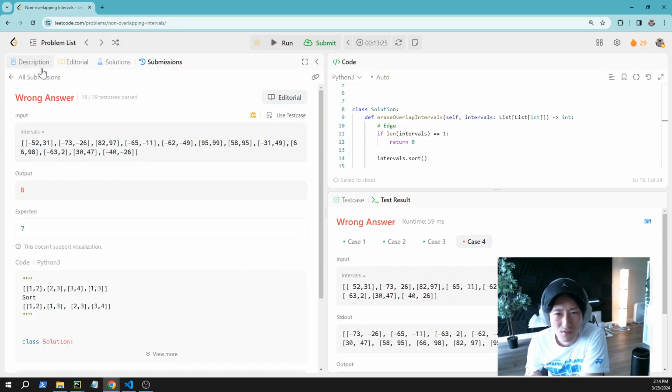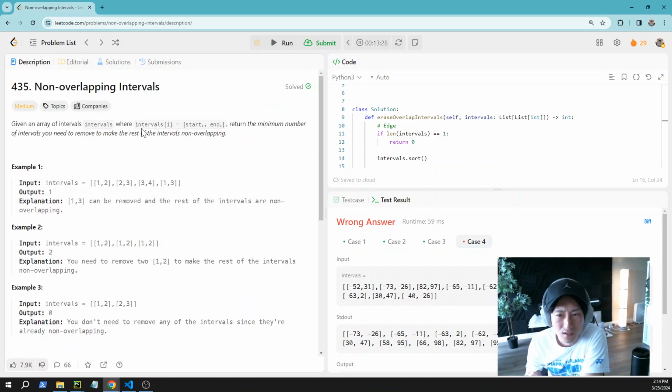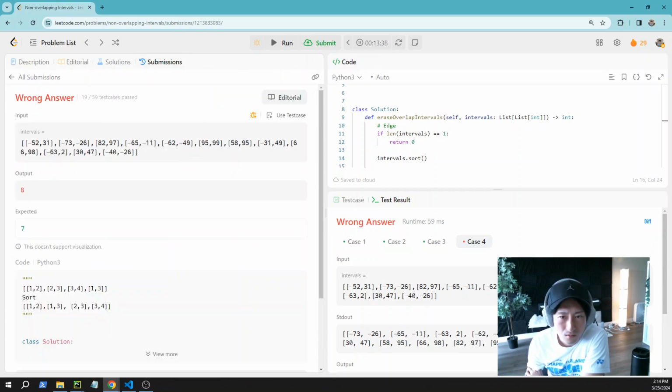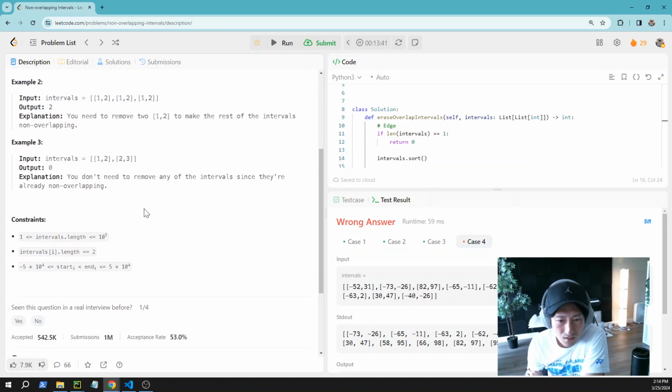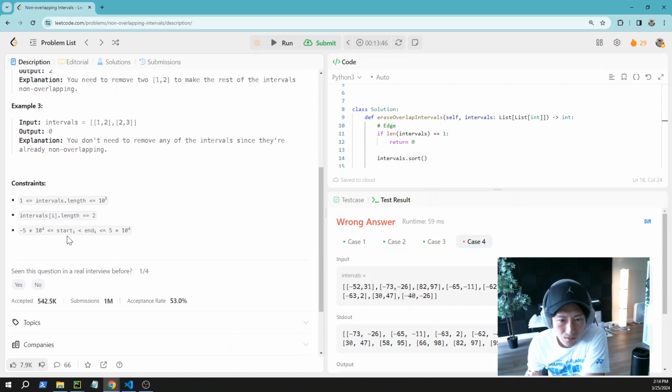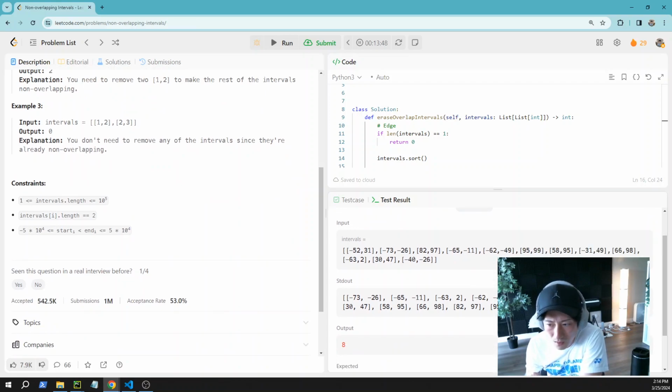Is it because I'm missing something? So maybe I'm going back to the question. Given an array of integers, find the minimum number of intervals you need to remove to make the rest of the intervals non-overlapping. And only 18 cases pass. You could have negative. What's the way? Oh, well, can I do that?